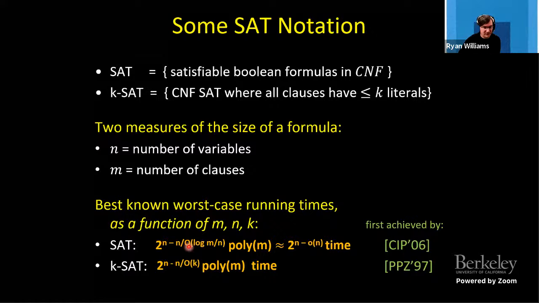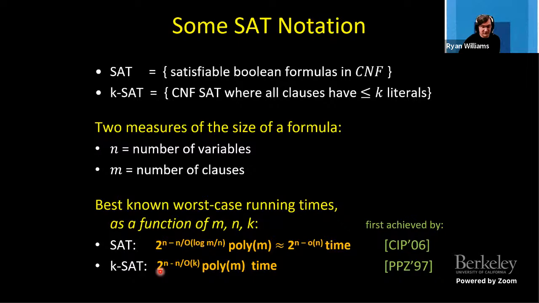Okay, so think of it this way. If the clause to variable ratio, m over n, is a constant, then you can improve the base of the exponent in your running time by a constant. But if the number of clauses is anything larger than a constant times n, let's say there are polynomially many clauses, then this running time is getting closer and closer to 2 to the n. Now for KSAT, we know that for every constant k, you can get some improvement over 2 to the n. So the running time is 2 to the n minus n over order k in the exponent. But again, this is getting worse and worse as k is increasing, right? You're dividing by a larger term, and that's the part you're subtracting out. So this exponent is getting worse and worse. And this was first achieved, as far as I know, by PPZ in 1997, Paturi, Pudlák, and Zane.